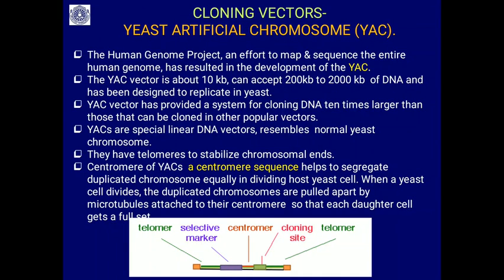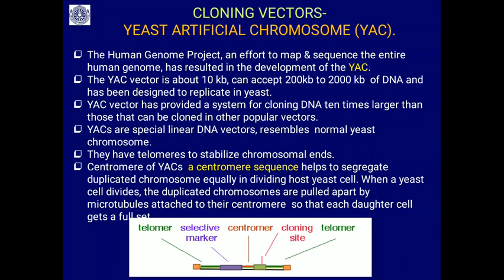Next, coming to another vector, the yeast artificial chromosome as a vector. Remember, it is an artificial, meaning engineered, chromosome. Eukaryotic cells have chromosomes, and this is a linear DNA. It can be used as a cloning vector. We can use this in bacteria and multiply it. So that is the advantage you can see.